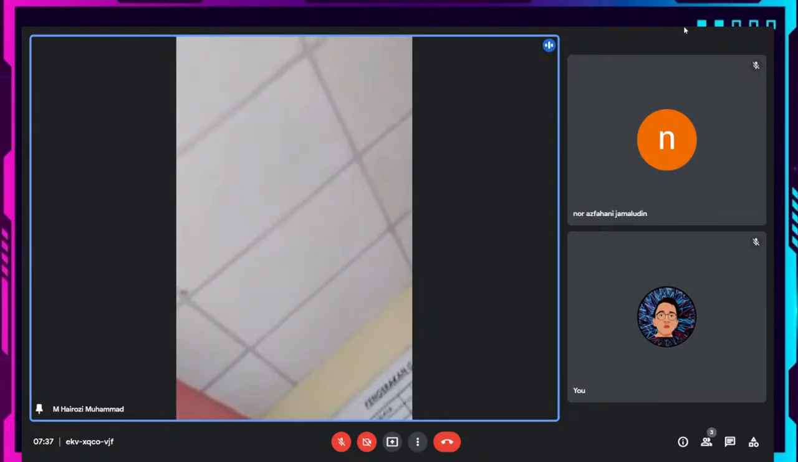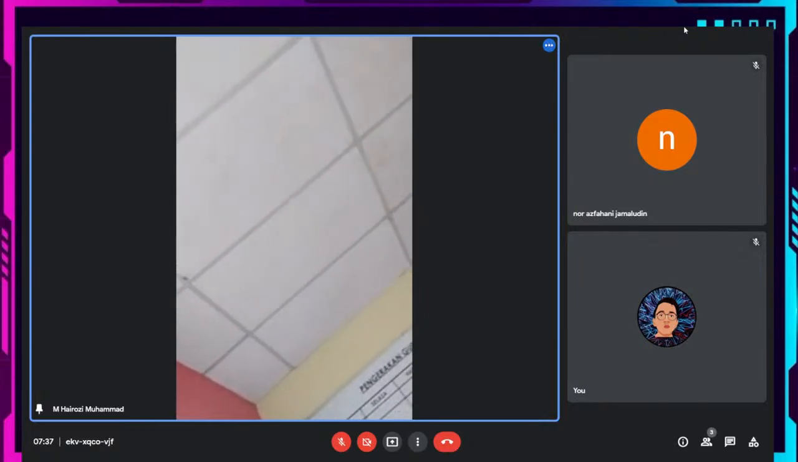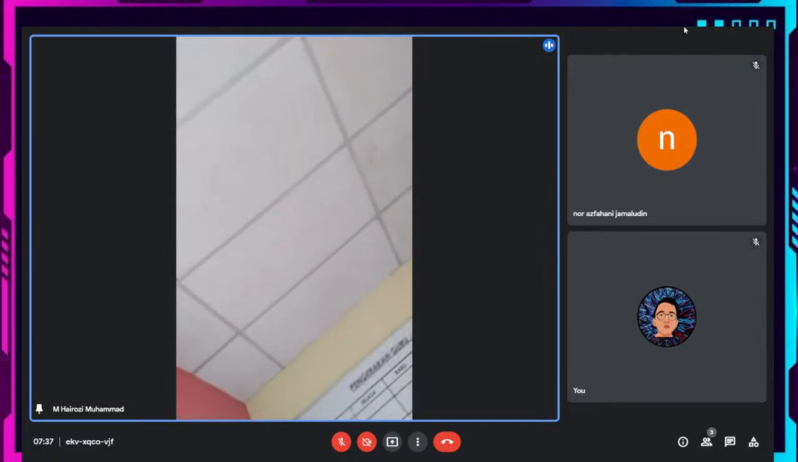Something to do with time management. Something to do with time. So what does the rock represent? He put the rock first inside the jar, then he put the pebble, then he put the sand. So what does it represent?